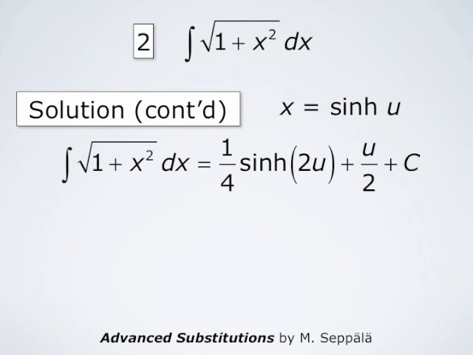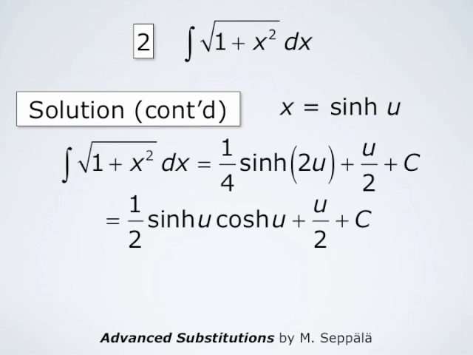We had obtained that the integral of square root of 1 plus x squared dx is 1/4 hyperbolic sine of 2 times u plus u over 2 plus a constant of integration c. And here x is hyperbolic sine of u. In order to return back to the original variable, we now expand hyperbolic sine of 2 times u using the double angle formula. Hyperbolic sine of 2 times u is 2 times hyperbolic sine of u times hyperbolic cosine of u. So 1/4 of that is just 1/2 hyperbolic sine of u times hyperbolic cosine of u, and then we have still plus u over 2 plus a constant of integration.